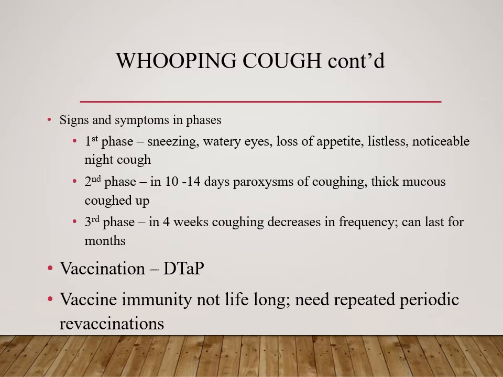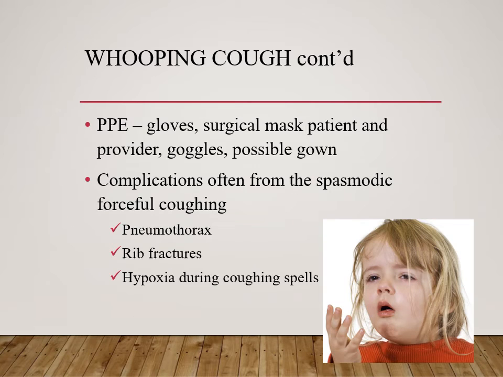Vaccination is the DTaP vaccination. Vaccine immunity is not lifelong and needs to be repeated for periodic revaccinations. PPE: gloves, surgical mask for the patient and provider, goggles, and possible gown. Complications often from the spasmodic, forceful cough: pneumothorax, rib fractures, hypoxia during coughing spells.